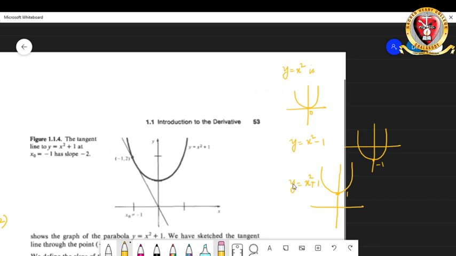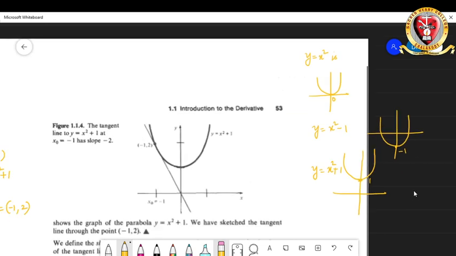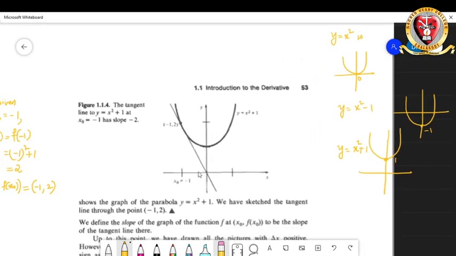If y is equal to x square plus 1, the parabola will shift upwards. The vertex will be 1. So here we have the function y is equal to x square plus 1. So it is shifting upward by 1 unit. So this value is 1.